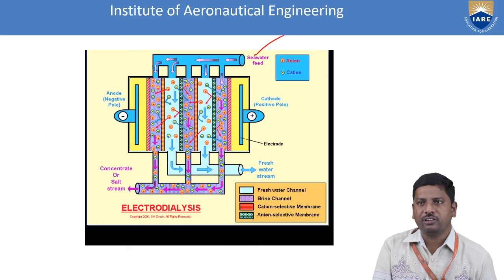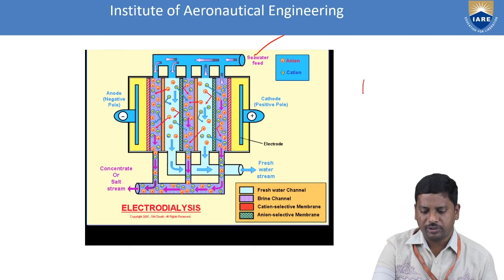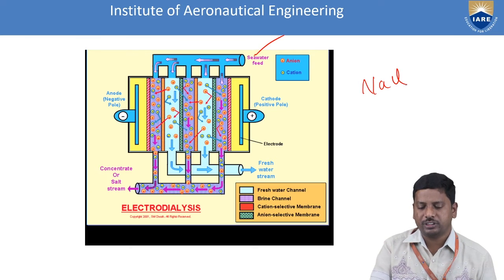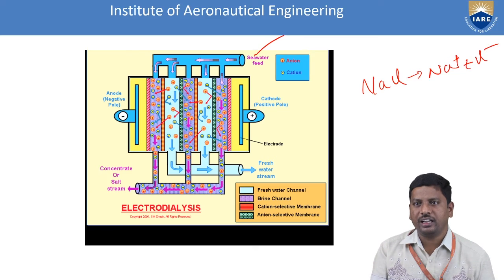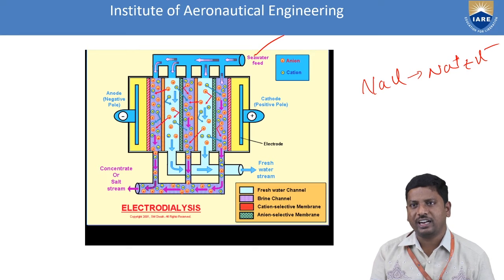Seawater is the feed water. The seawater contains salts, for example, sodium chloride. Under the applied EMF, what happens? The sodium chloride dissociates into sodium plus ions and chloride minus ions. That means the salt gets an electrical difference, so some of the ions convert into cations and some into anions. The cation is sodium and the anion is chloride.